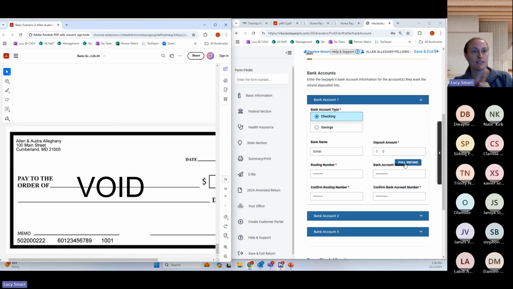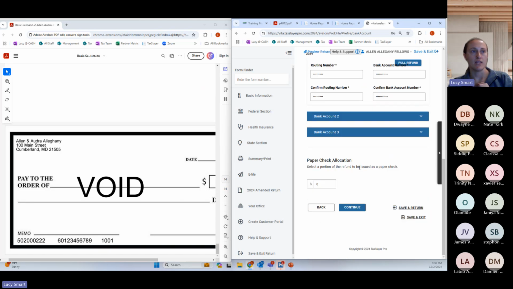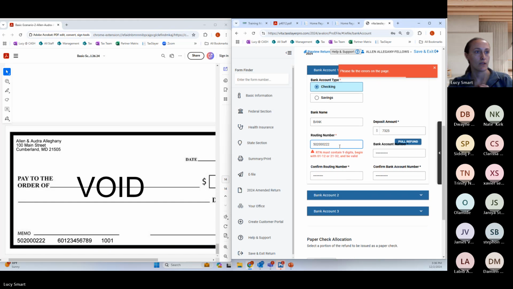The deposit amount is the entire refund. So we can just click pull refund. It'll automatically populate. They don't want it in another account or a paper check. So we can click continue. Oops, this is not a valid number.